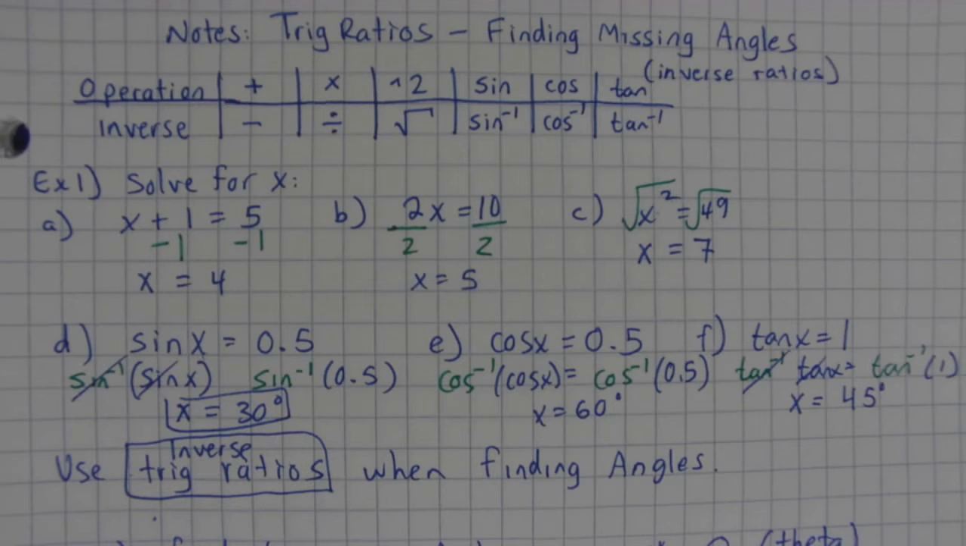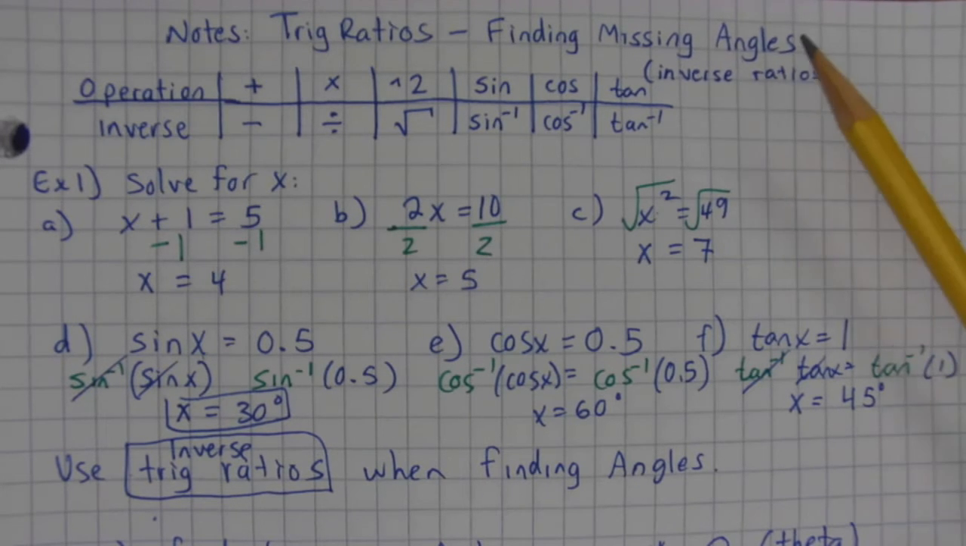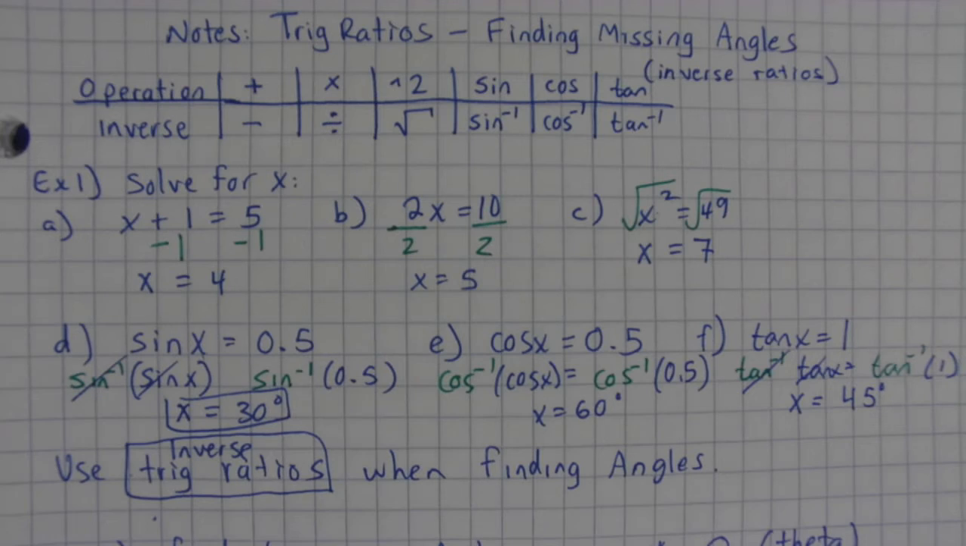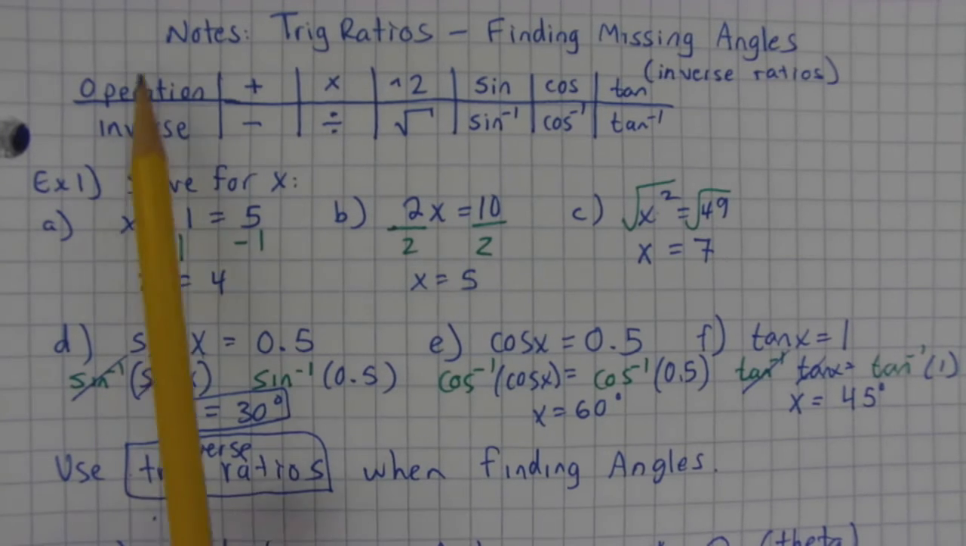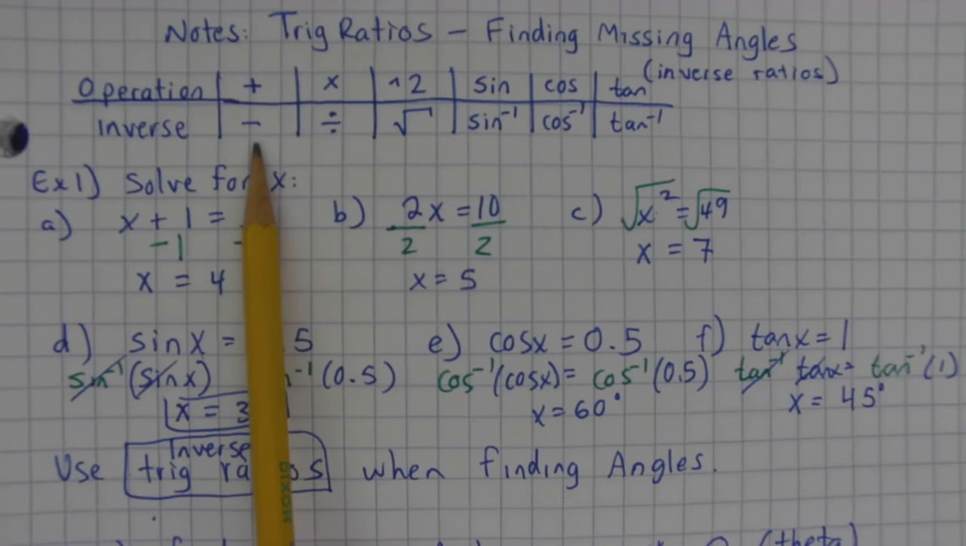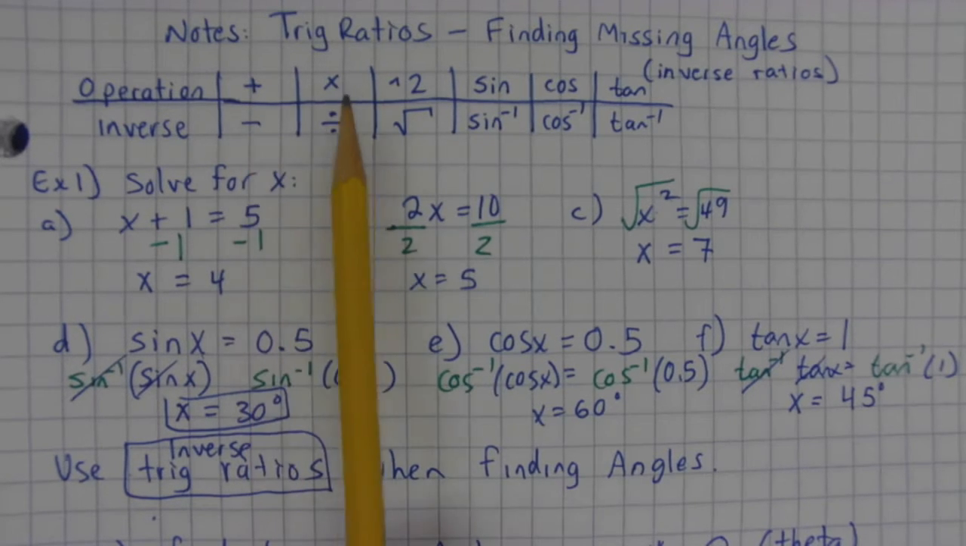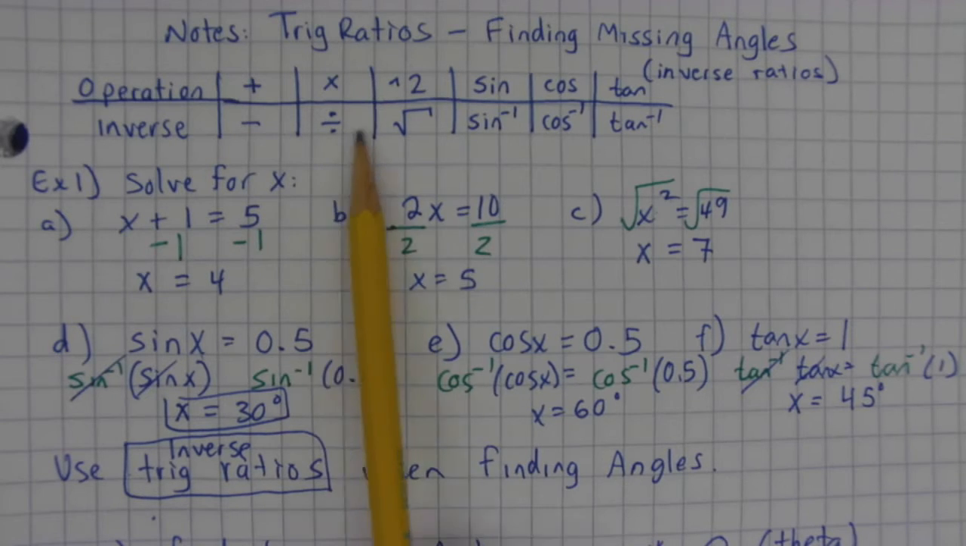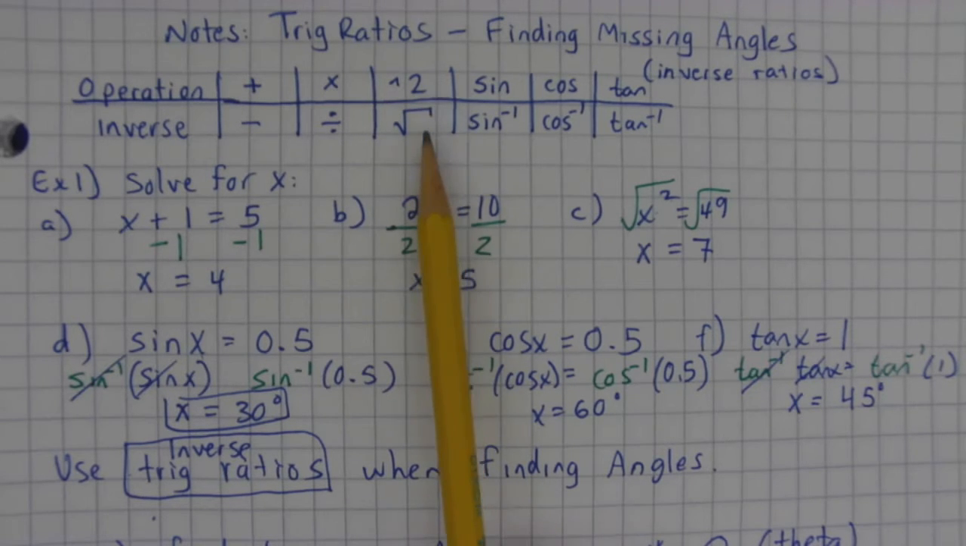Hello, today we're going to talk about the trigonometric ratios finding missing angles, and we're going to use inverse trig ratios to find missing angles. So we start out by talking about operations and their inverse. The inverse of adding is subtracting, so they undo each other. Multiply and divide undo each other as well, so they are inverses. Raising something to the second power and then square rooting are inverses.